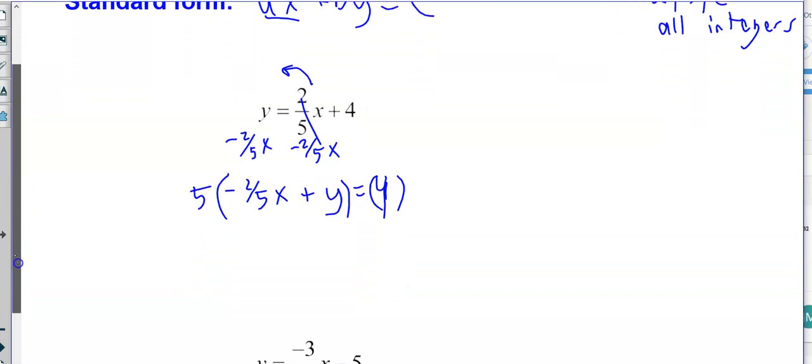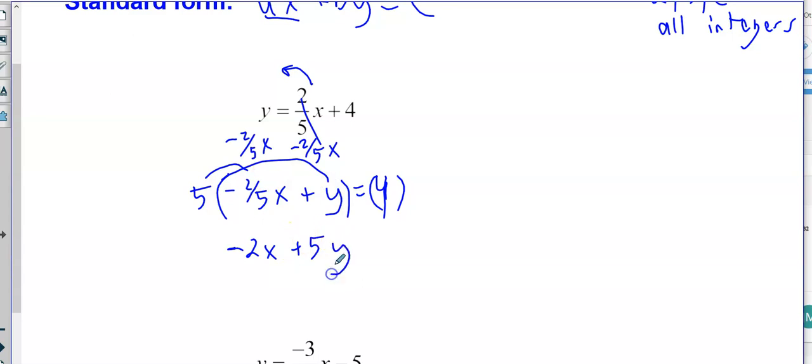So if you do that, you're going to distribute. This will be -10/5, which is -2x. And then distribute here, so you get +5y. Every term has to be multiplied by 5. And we multiply by 5 on the other side too, so we get 5 times 4 is 20.